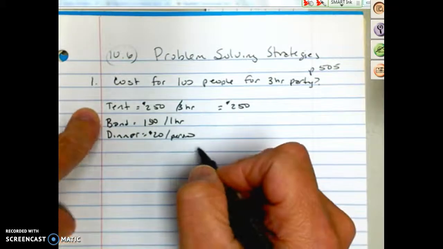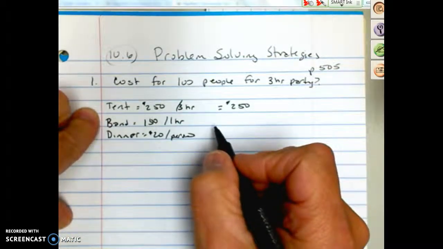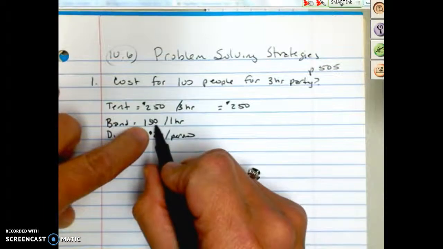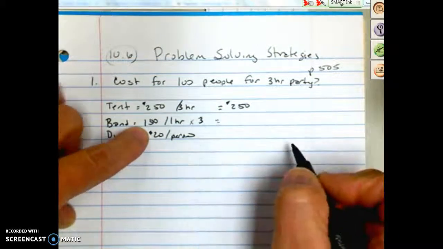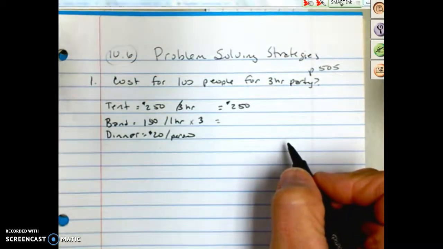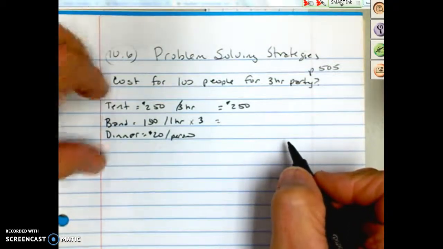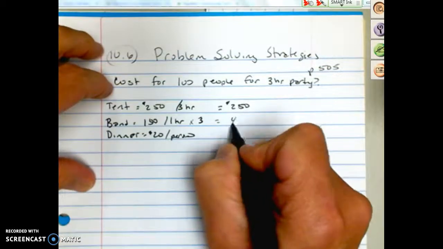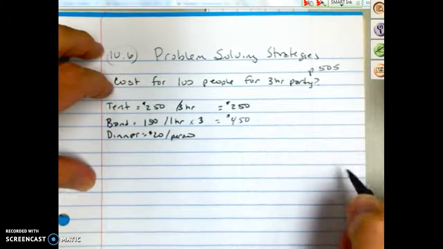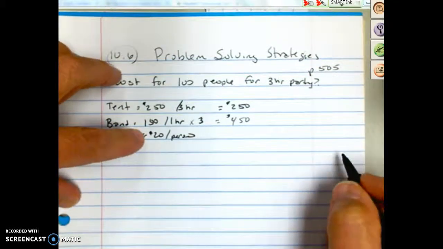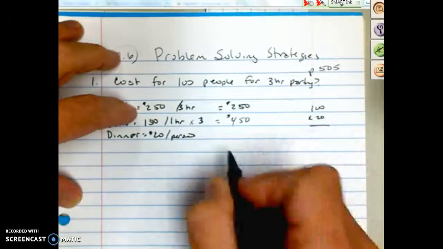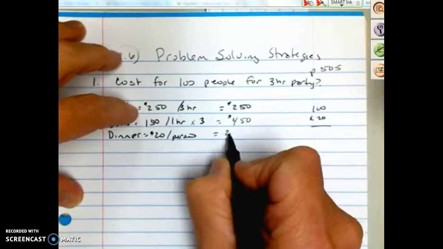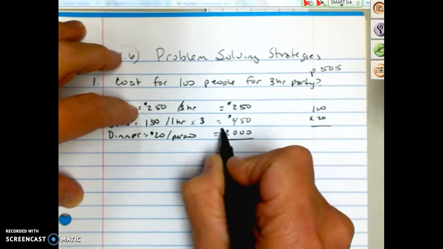That's a straight cost. We find out that our band is $150 an hour, so we're going to multiply that times 3. So $150 times 3, 3 times 100 is 300, and 3 times 50 is 150. So the band is going to cost us $450. And then our dinner is $20 per person, so 100 people times $20 is going to give us a total cost of $2,000.